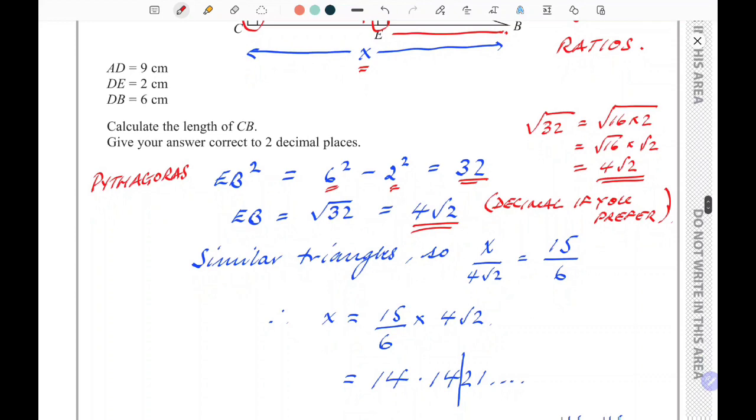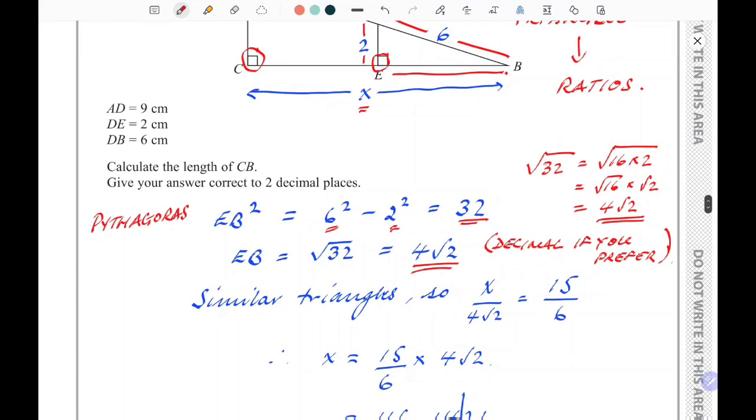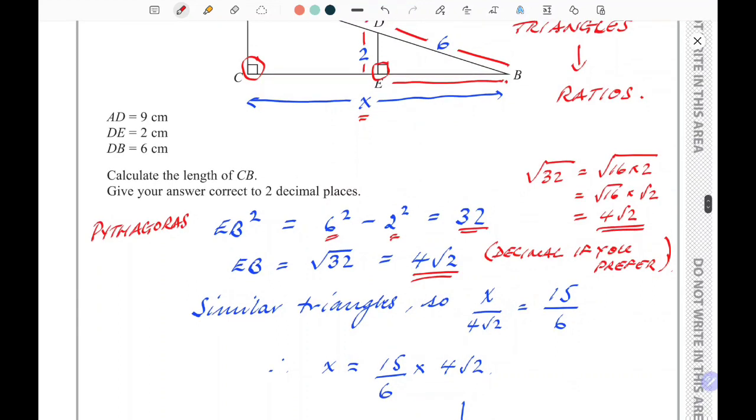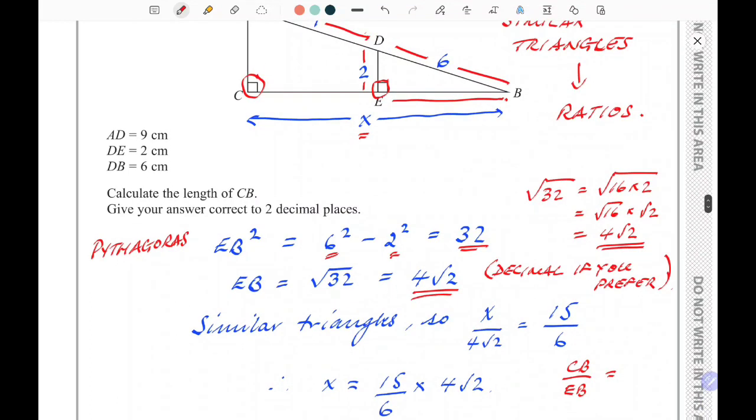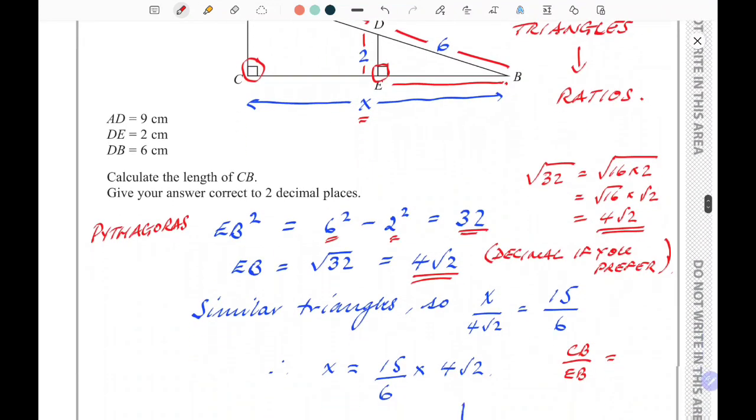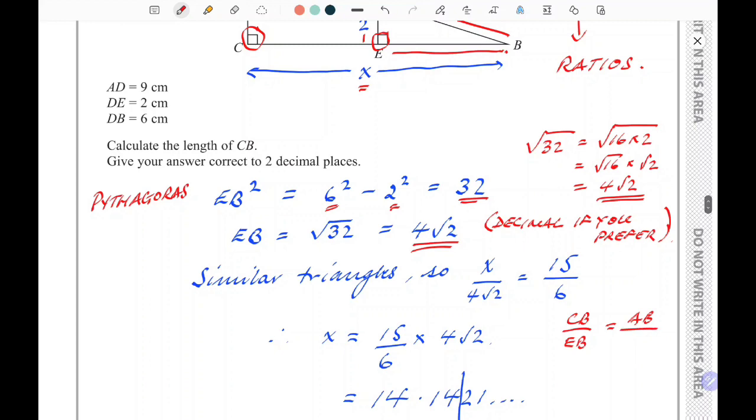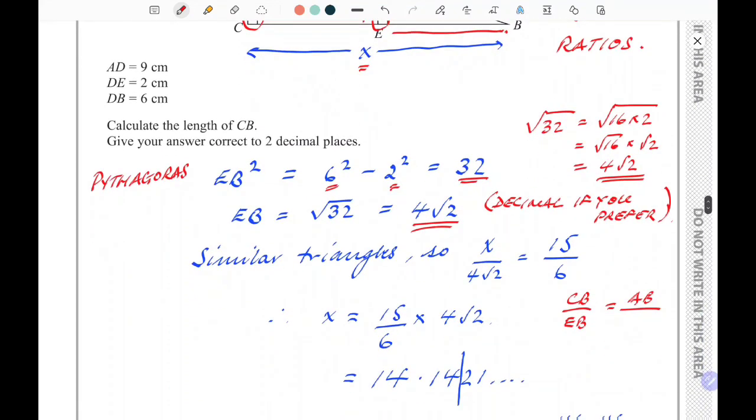Now, if we have similar triangles, we can see that X over EB, so in other words, I'm going to write this out here, CB over EB, in other words, the total length over the shorter value, EB, must be the same as the total hypotenuse. Actually, you know what, let me change my mind. I'll write that as a full calculation. So AB over DB.